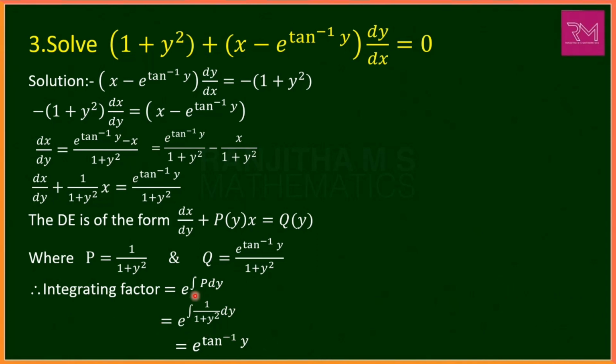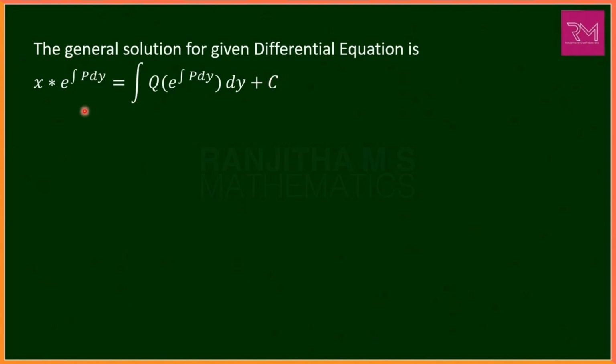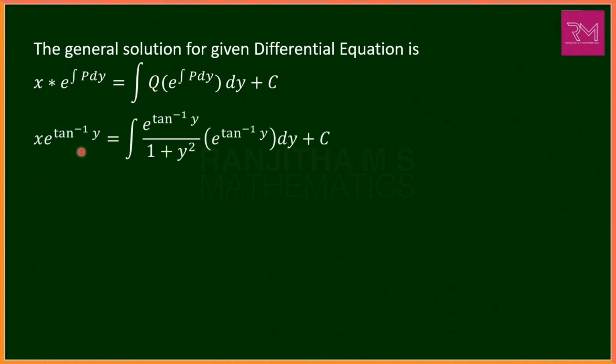Once you obtain the integrating factor, the solution for a given differential equation is of the form x into exponential power of integral of p dy, which is equal to integral of q into exponential power of integral of p dy into dy plus c. Substitute the integrating factor value and q value over here and simplify. We get x into exponential power tan inverse y, which is equal to integral of exponential power tan inverse y divided by 1 plus y square into exponential power tan inverse y into dy plus c.